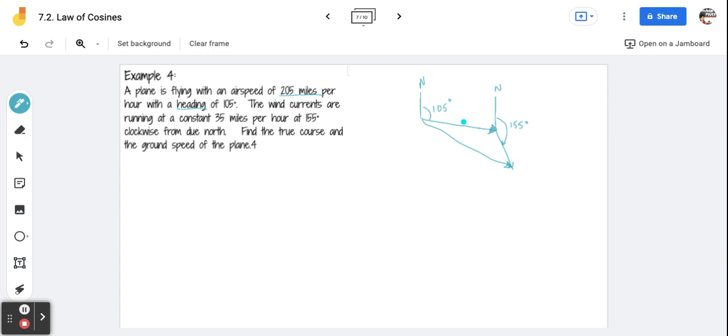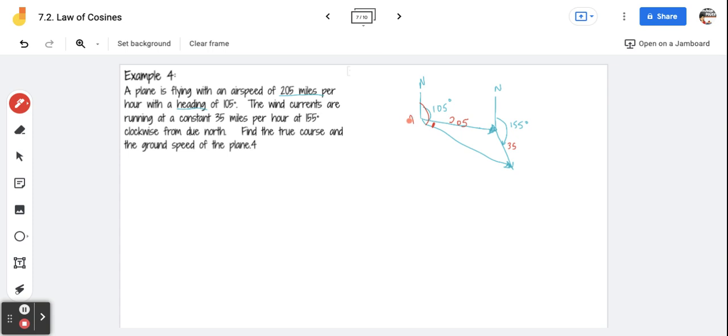Let me label the magnitudes of these vectors. This is the plane flying at 205 miles per hour. That's the length of the vector that represents the plane's path. The length of the wind vector, which represents the speed of the wind, is 35 miles per hour. We're asked to find the true course, which would be this angle right here. To get the true course, I need to know this little angle in there, and the ground speed, which is the length of this vector.